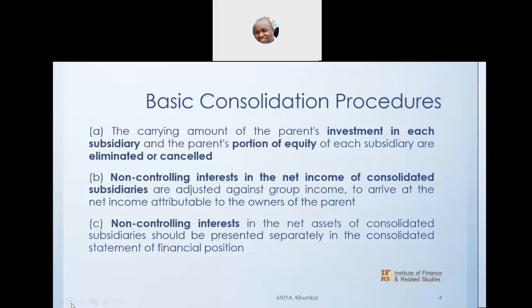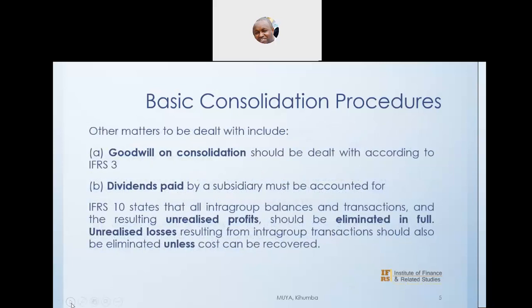Then B, we should adjust for the non-controlling interests, particularly when it comes to net income, so that we can arrive at the net income which relates to the owner of the parent. Then finally, we should show the non-controlling interests as part of the net assets. We should show the non-controlling interest in the net assets of the consolidated subsidiary separately. And we should also present it separately in the consolidated statement of financial position.